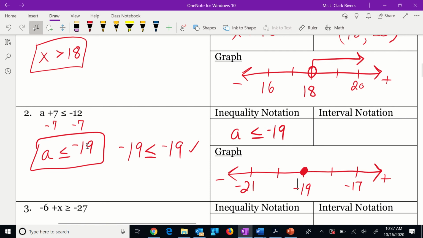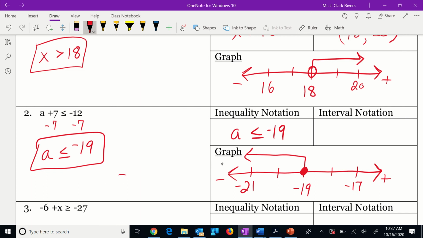If A is less than negative 19, are we going to be shading to the left or to the right? The greater numbers are to the right, but the less than numbers are to the left. So we're going to be shading to the left. And if you're wondering why that is, watch, I'll plug in a couple numbers so you can see. A number to the left. Is negative 21 less than or equal to negative 19? Yes, negative 21, which is included in our solution set, is less than or equal to negative 19. So there you go.